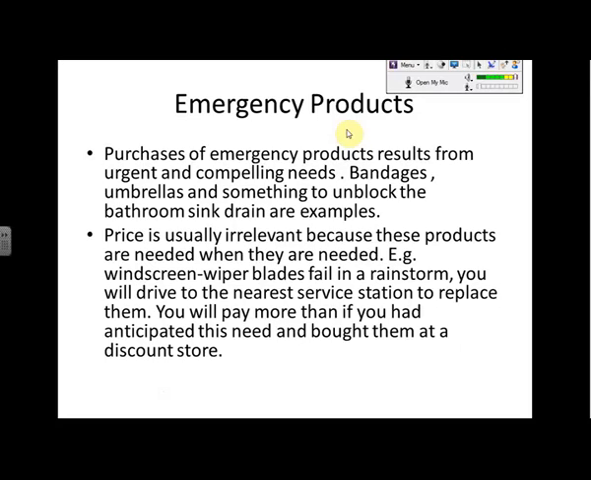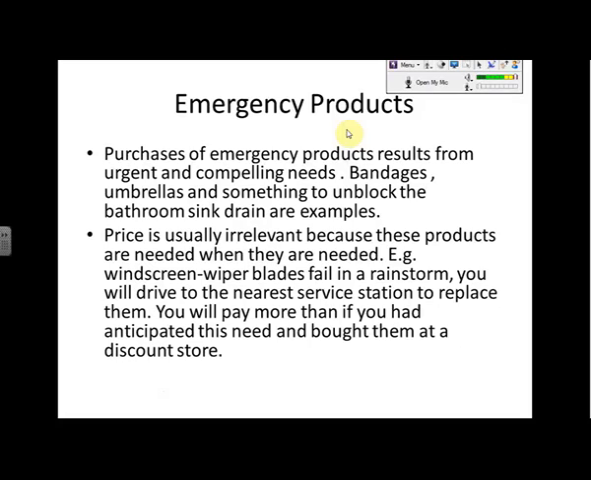When you need to use them, you need to use them. And hence you go and look for them. These are items like bandages. You look at umbrellas, like during the rain season, when it's raining. You also look at, for example, when your pipes at home, your sink, is blocked. And hence you need to look for that degreaser that opens up the what? The pipes. At the same time, the price is usually irrelevant, whether it's expensive or cheap.